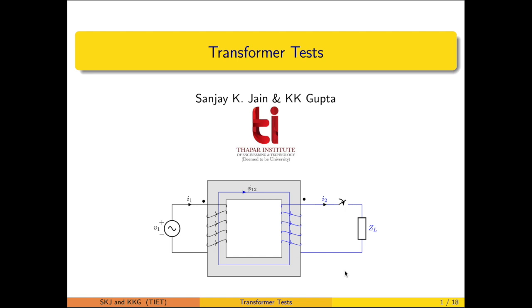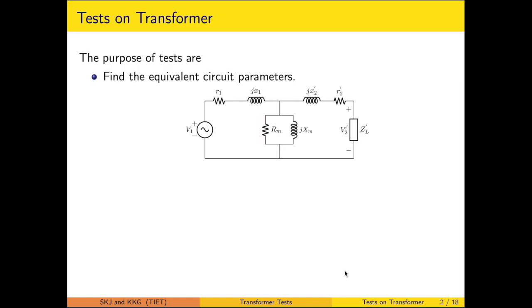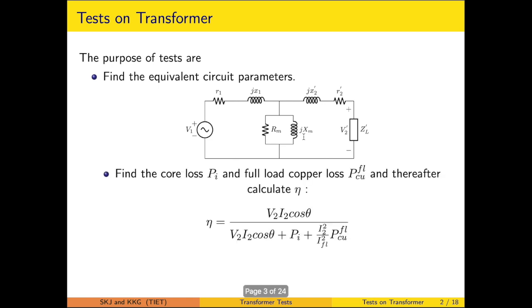Herewith, I am going to discuss the transformer tests which are needed to find out the equivalent circuit parameters and compute the performance measures such as voltage regulation and the efficiency. As mentioned, this particular is the equivalent circuit. With the help of the test, we can find out the resistance and the reactance of both primary and secondary winding. We can find out the shunt branch parameters Rm and Xm with the help of the test.